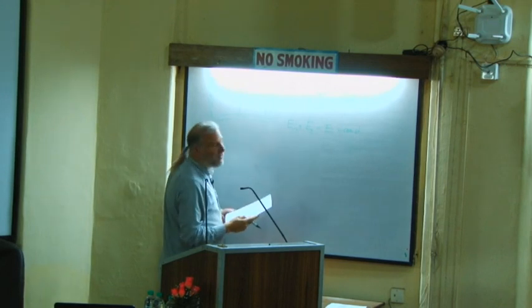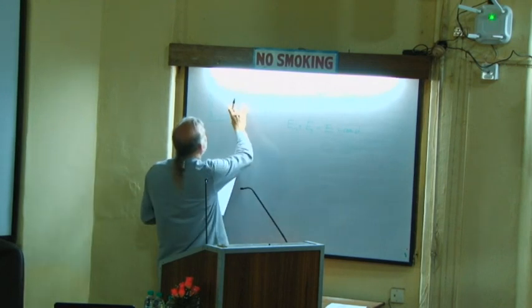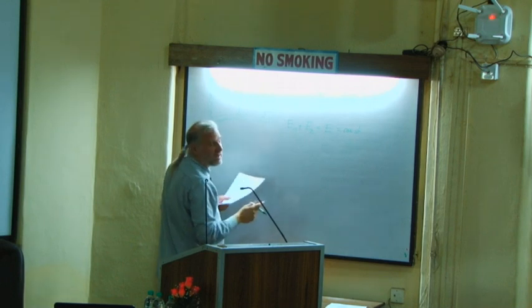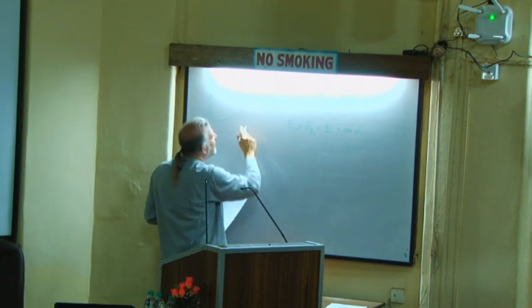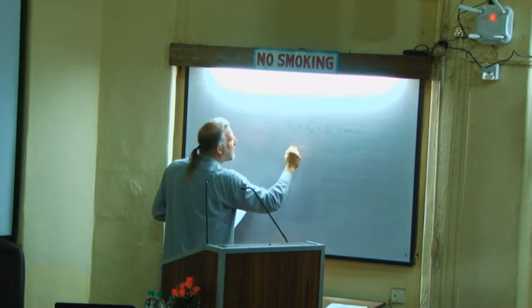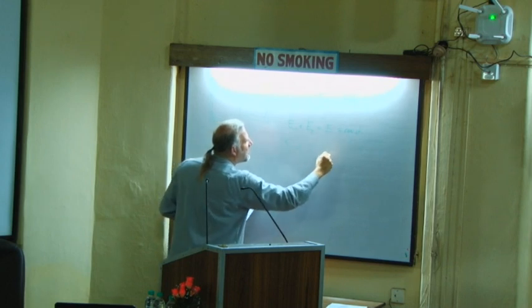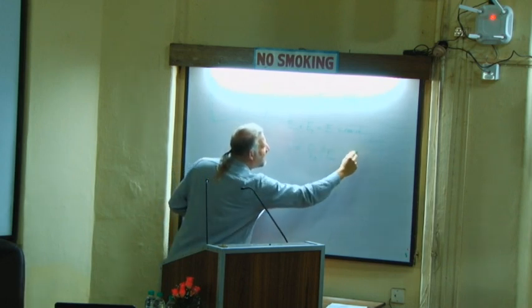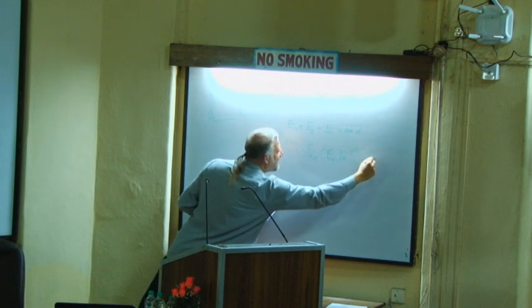Now, as I have said before, the total entropy is additive, so I have that the entropy is S1 of E1 plus S2 of E2.